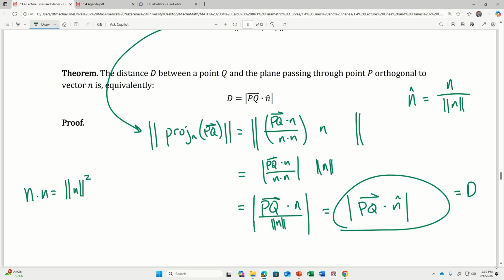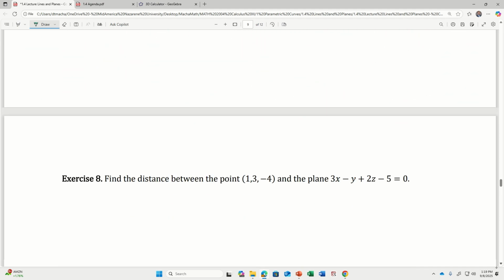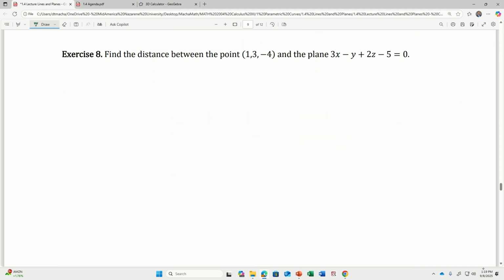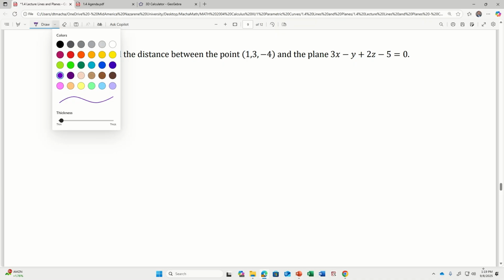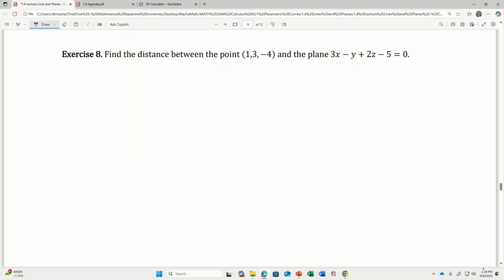Okay, so find the distance between the point 1, 3, negative 4 and the plane 3x minus y plus 2z minus 5 equals 0. I'm going to start doing these pretty fast because I see we've got about 11 minutes left in class and I want to make it through a few more pages of notes if possible. So let's do this quickly.